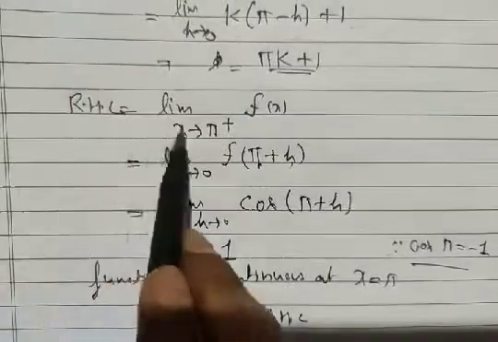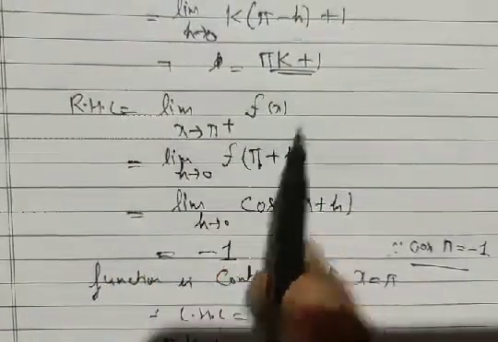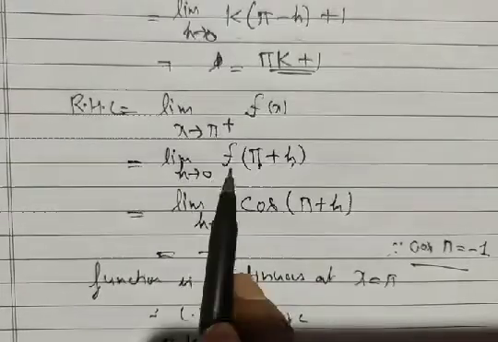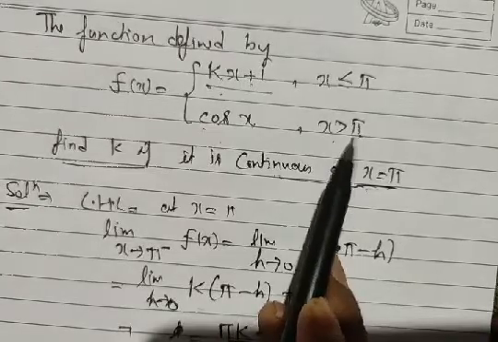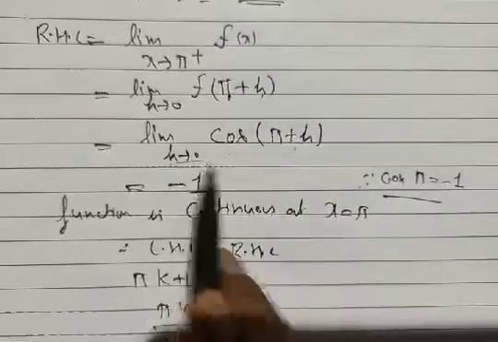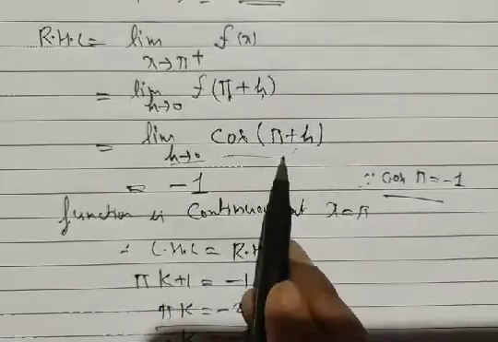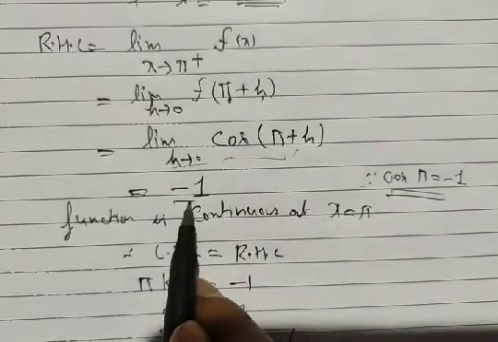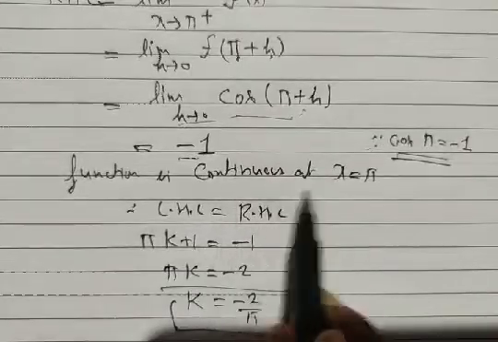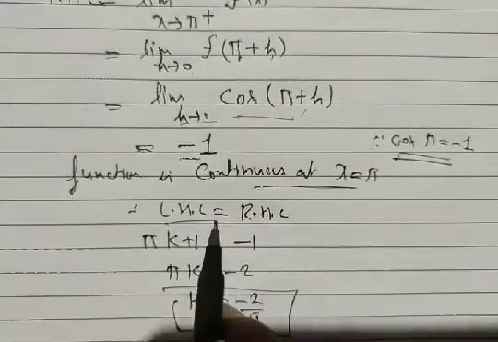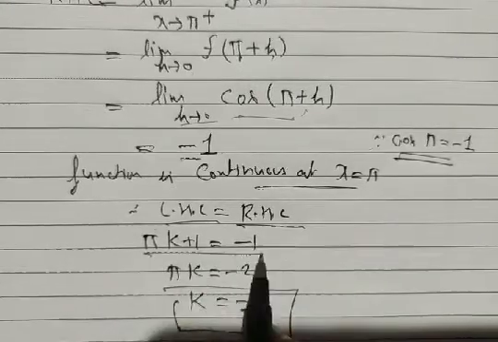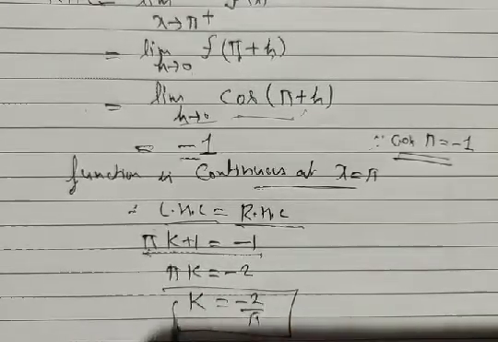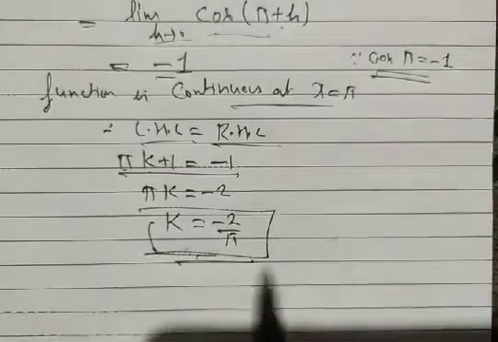To get the right hand limit, we start with limit x tends to pi plus f(x), change with arbitrary h, limit h tends to 0, then f(pi plus h). When x is greater than pi, it's cos x. Then we get cos(pi plus h), and when h tends to 0, it tends to cos pi. The value of cos pi is minus 1, so its limiting value is minus 1. Since the function is continuous at x equal to pi, our left hand limit is equal to right hand limit. We take both equal. Then pi k plus 1 equals minus 1. We get the value k equal to minus 2 upon pi.